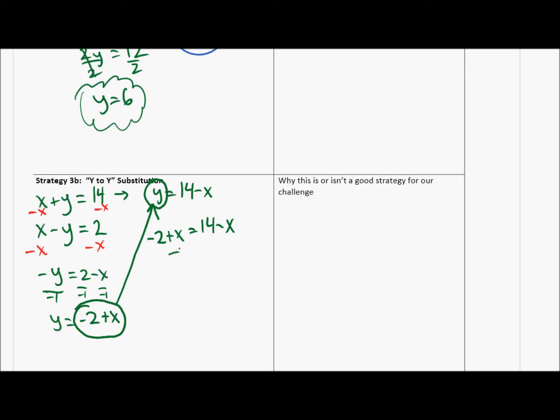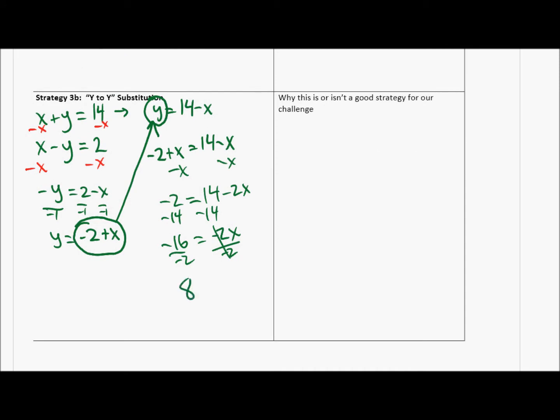Alright, now I solve for x. Perhaps I'll start by subtracting x on both sides and getting negative 2 equals 14 minus 2x. And then I'll subtract 14 on both sides and get negative 16 equals negative 2x, and then I'll divide both sides by negative 2 and get that 8 is equal to x. Again, I'm not done yet. I have to go back and substitute for y. I could use either one of these equations to do it. It doesn't matter. I'll get the same thing, assuming I've done everything correctly.